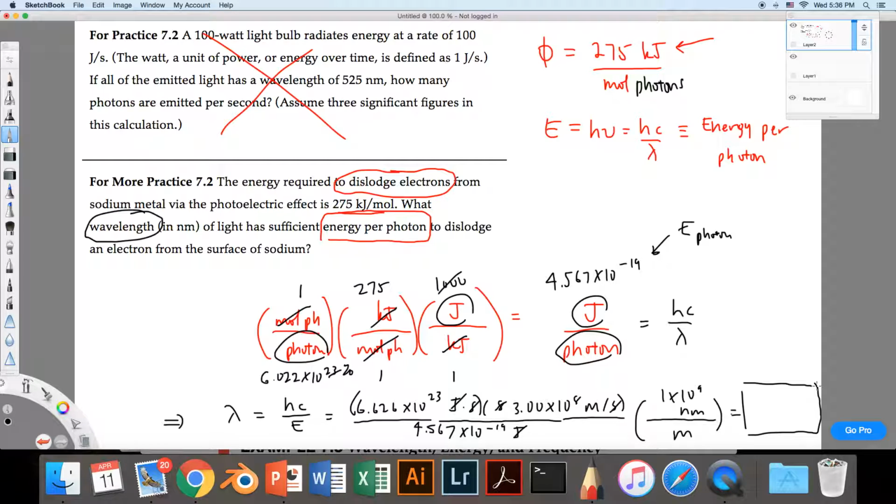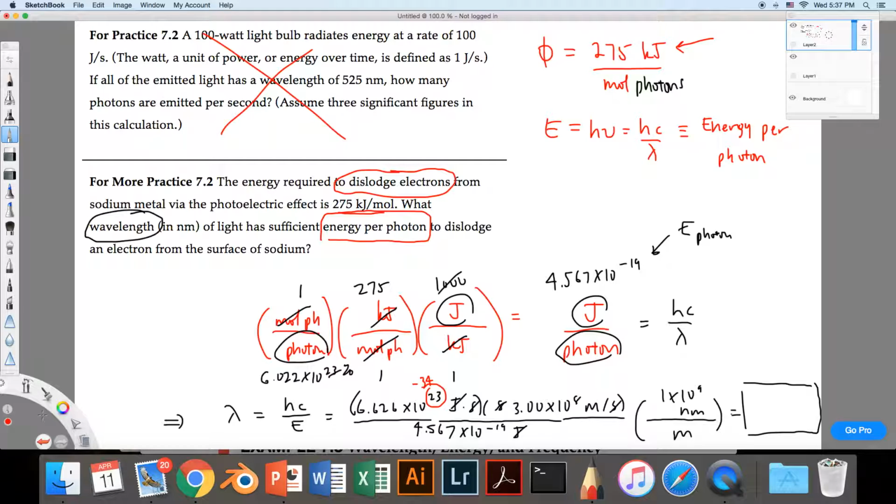6.626 times 10 to the 23rd times 3 times 10 to the 8th times 1 times 10 to the 9th divided by 4.567 times 10 to the minus 19 gives, oh, that can't be right. Something's wrong here. Oh, there's a mistake. So I got something times 10 to the 59. I can't believe I did that. Look at that. That's not right. It's minus 34. Look at that. Sorry. I'm going to do this again.